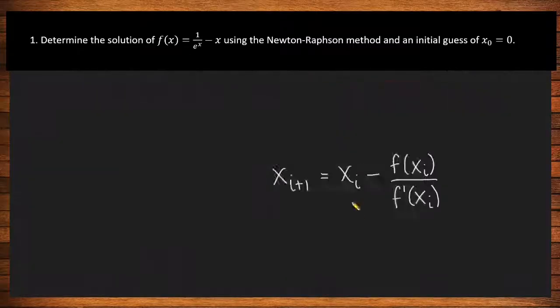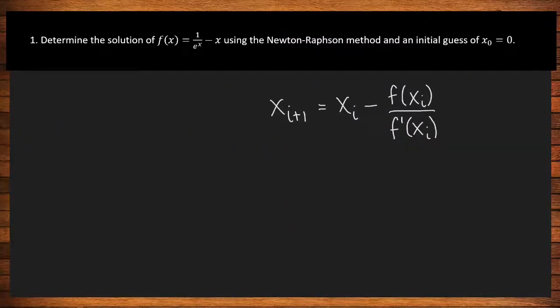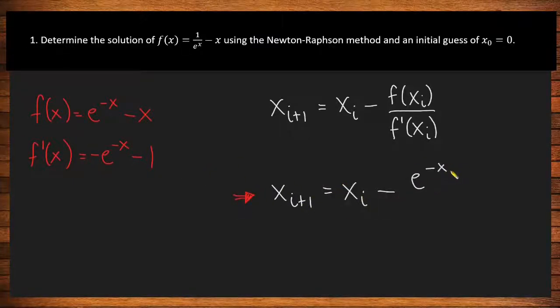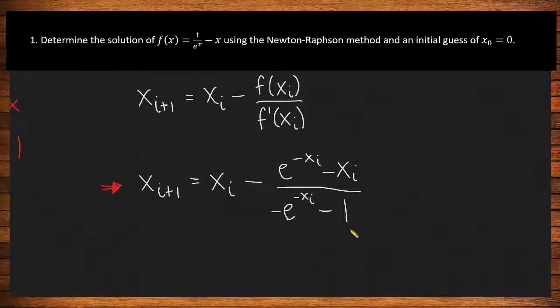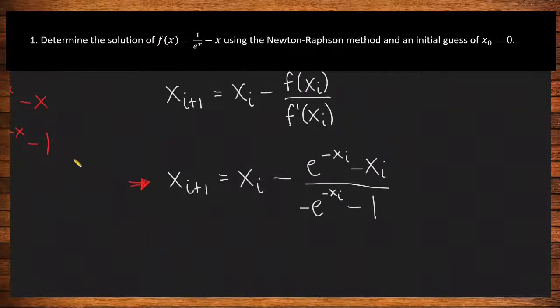Using the Newton-Raphson formula, kailangan muna nating kunin yung first derivative ng function natin. So f prime of x. From the given function, we can rewrite that as e raised to negative x minus x. Yung first derivative nito with respect to x is equal to negative e raised to negative x minus 1. Therefore, yung Newton-Raphson formula natin will now have this form. Substitute lang natin yung f of x and then f prime of x functions natin. Ito na yung gagamitin natin for our iterations.